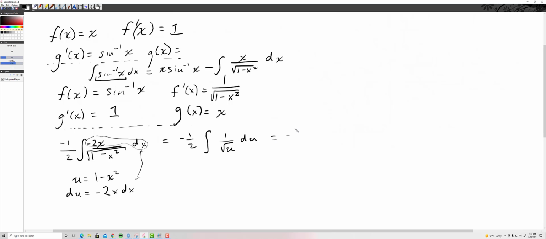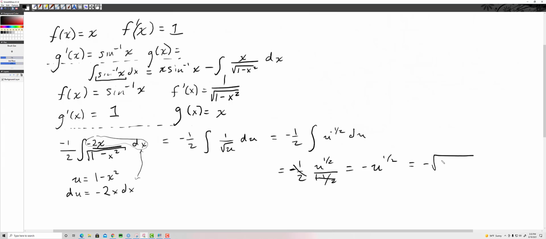This is the same thing as saying minus 1/2 times u to the minus 1/2, which is minus 1/2 times u to the positive 1/2 divided by minus 1/2. Well, this cancels with this. Actually, that's positive, so we keep this negative here. We keep the negative, and we have minus u to the 1/2. We plug back in our u, and we get minus square root of 1 minus x squared. And let me just double check that here. Okay, yes, that's correct. So this is the integral.